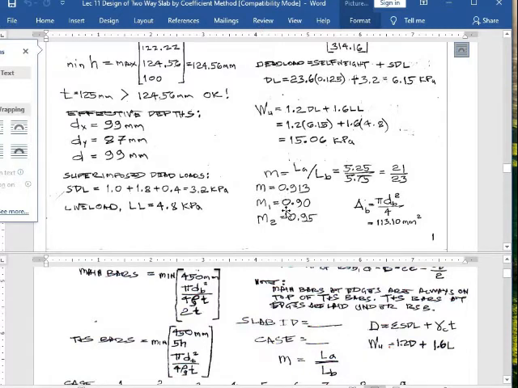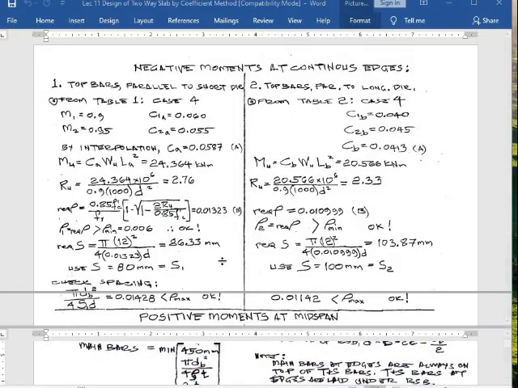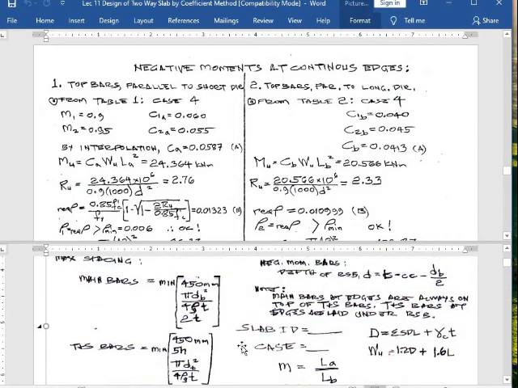Okay, so remember these 2 numbers. Magagamit natin ito sa pag-compute ng coefficients sa negative moments at continuous edges. Ito na yan.